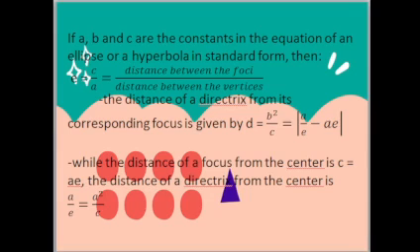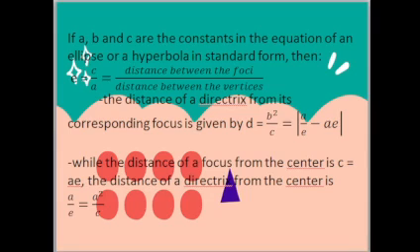If A, B, and C are the constants in the equation of an ellipse or a hyperbola in standard form, did you remember those A, B, and C? The vertices and the foci of the hyperbola or ellipse. Then E, or the eccentricity, is equal to C over A, or the eccentricity is equal to the distance between the foci over the distance between the vertices.